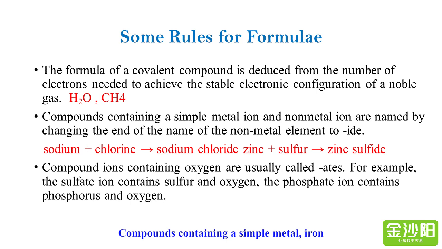Compounds containing a simple metal ion and non-metal ion are named by changing the end of the name of the non-metal element to -ide. Sodium reacts with chlorine to generate sodium chloride, and zinc reacts with sulfur to generate zinc sulfide. Compound ions containing oxygen usually end with -ate. For example, the sulfate ion contains sulfur and oxygen, the phosphate ion contains phosphorus and oxygen.